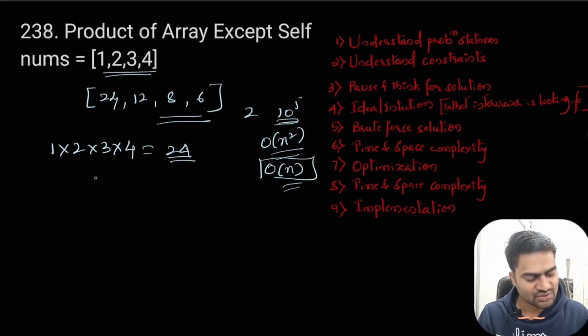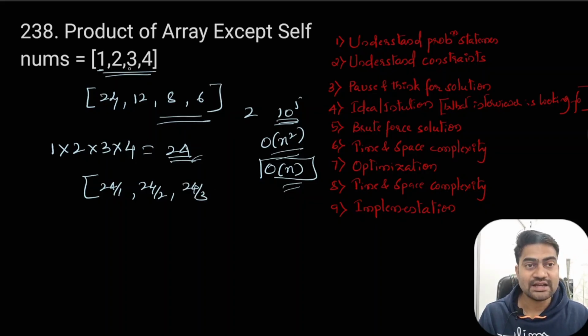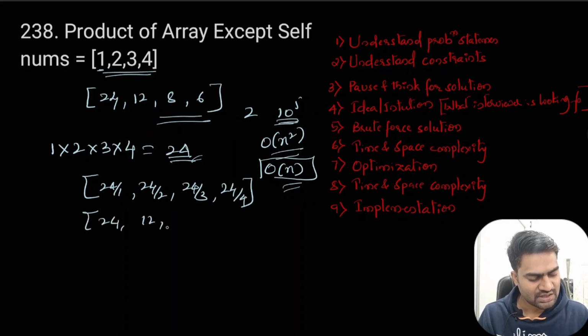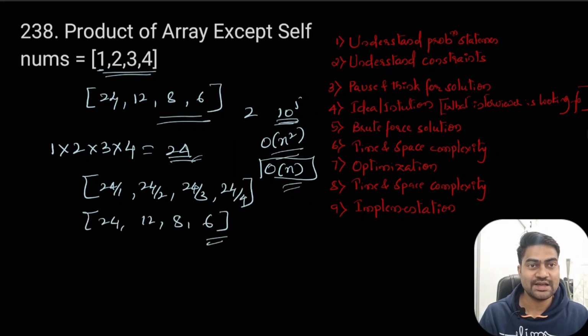Now using this 24, take the answer array, then consider the first number and divide 24 with that particular number. So it will be 24 divided by 1. The second number would be 24 divided by 2 and the third number would be 24 divided by 3. Basically it is not the index of the number, it is the number itself here. So the last number will be 24 divided by 4. This would have given us 24, 12, 8 and 6. But the constraint says we should not use the division operator.